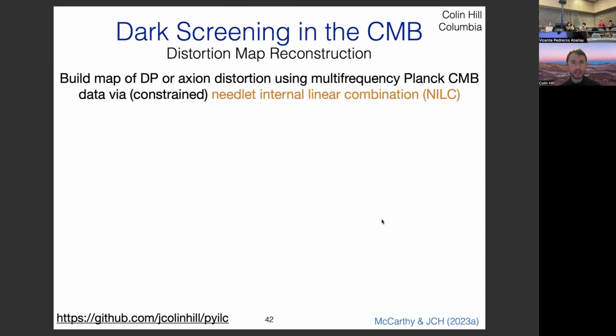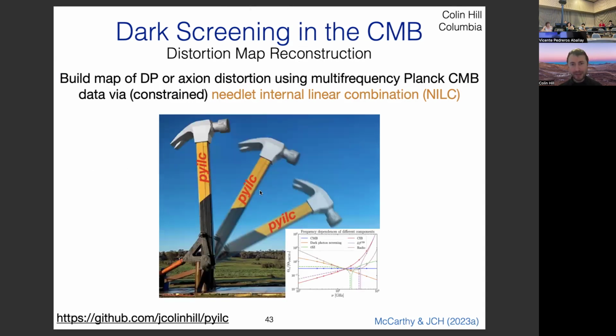So that's what we did. We have a lot of powerful tools for doing this. In particular, we used this code called PyILC that I wrote a few years ago, and Fiona McCarthy and I used for studying the thermal Z effect with Planck data. So this is a needlet internal linear combination code. Think of it as a big hammer that we can use to basically crush this problem and look for any type of frequency dependent signal that we want in the CMB. This is apparently the largest hammer that anyone has made. There's a person in this picture behind the graph here who's about this tall. So I think PyILC is a big hammer that we can use.